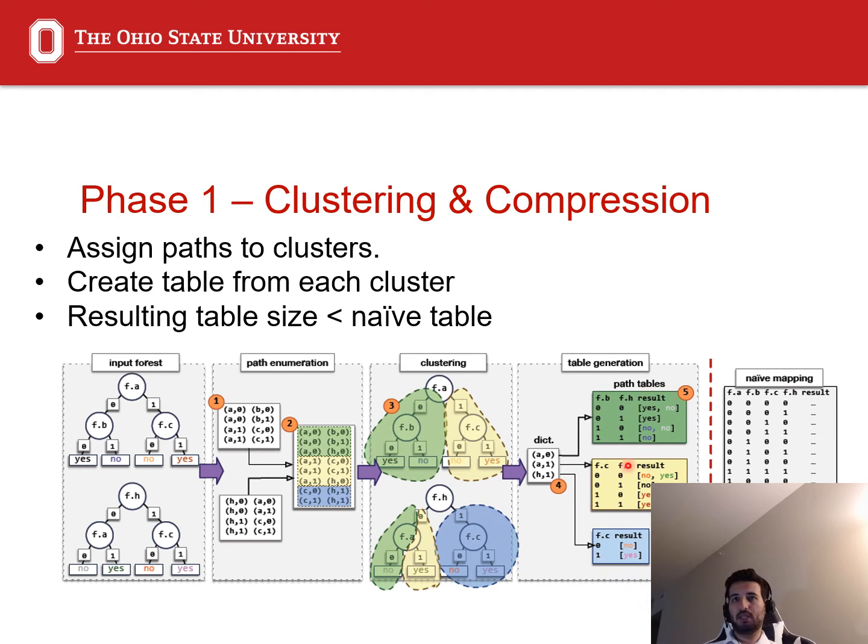All of these three tables combined have 10 entries, while the naive memory mapping would have 16. And this dictionary maps the input features to each one of the corresponding tables.